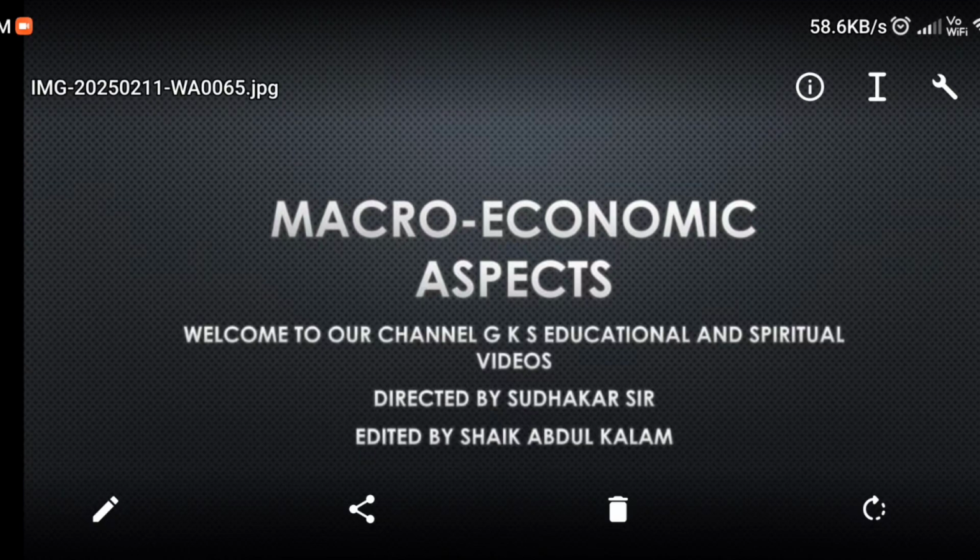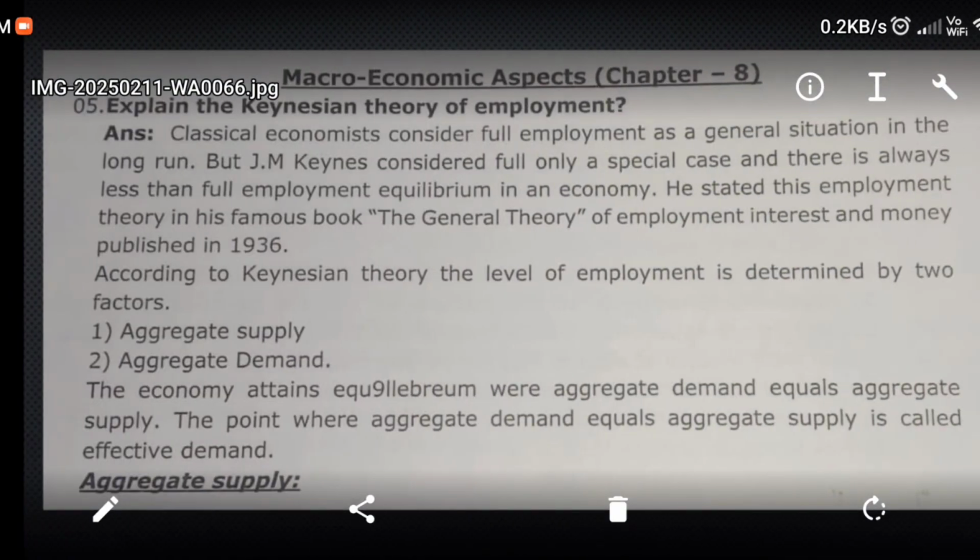We are explaining a very important topic related to junior intermediate macroeconomic aspects, the Keynesian theory of employment. Very important concept. Classical economists considered full employment as a general situation in the long run, but J.M. Keynes considered full employment only a special case. There is always less than full employment.